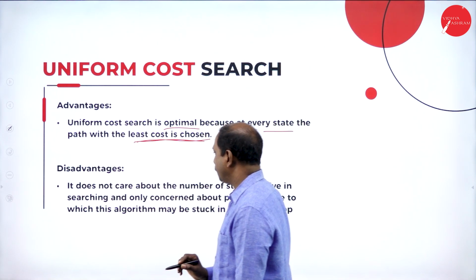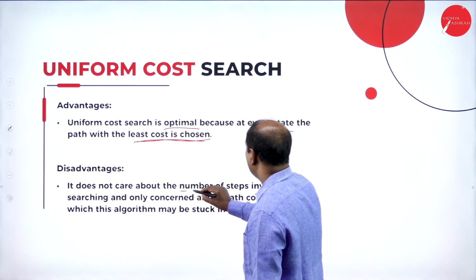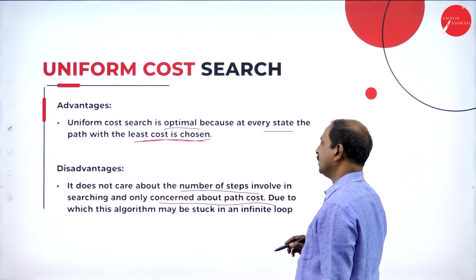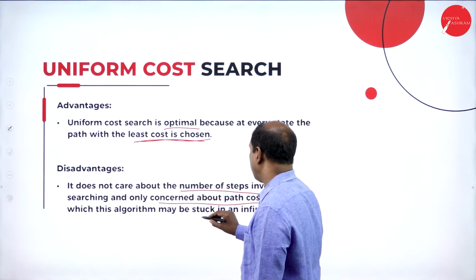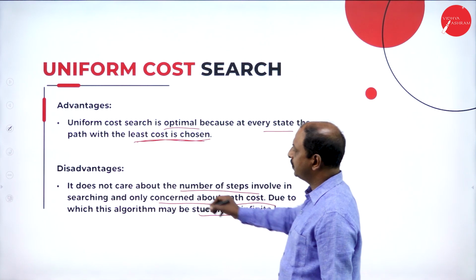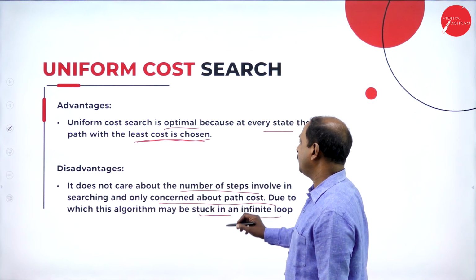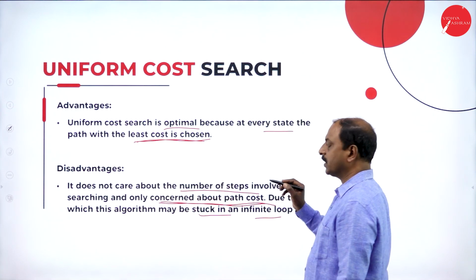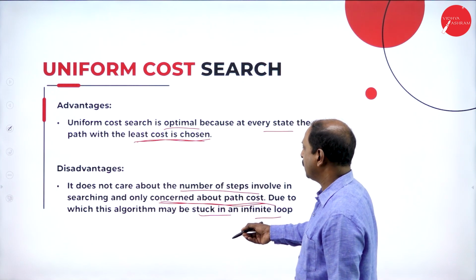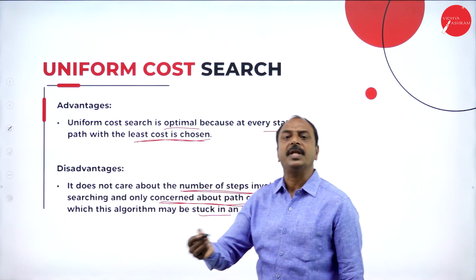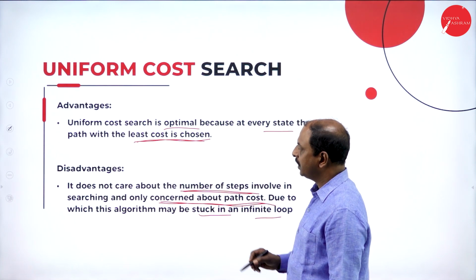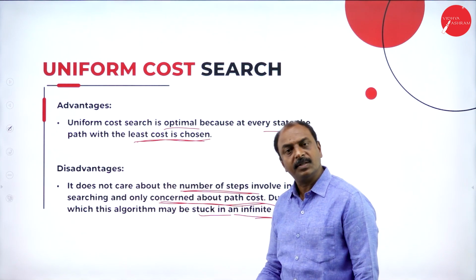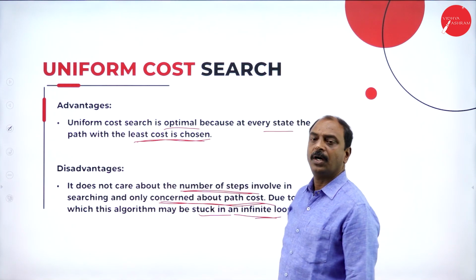What's the drawback of this? Disadvantages: it does not care about the number of steps involved in searching and is only concerned about the path cost. Due to this, the algorithm may get stuck in an infinite loop. This is the main drawback, as it concerns only the path cost and may not consider the number of steps taken to reach the goal node. So it may lead to an infinite loop. This is the disadvantage of the uniform cost search algorithm.